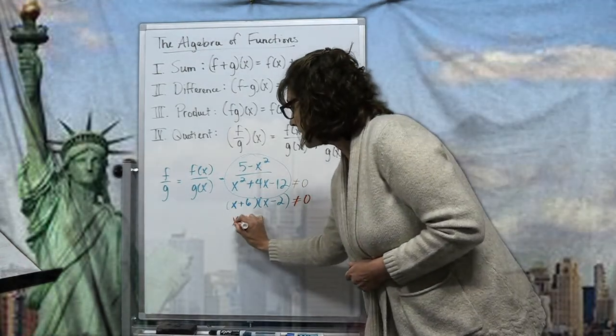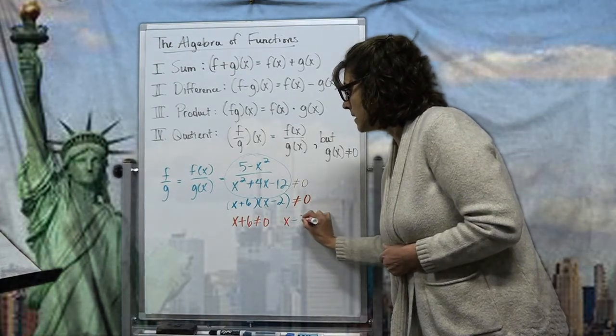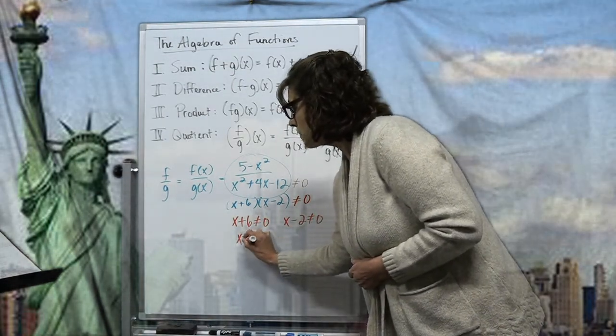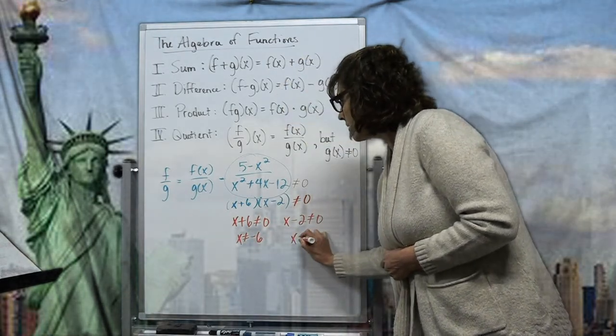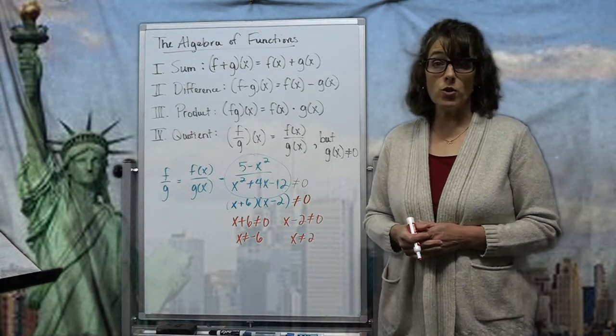Which means that x plus 6 had better not be a 0, and x minus 2 had better not be a 0. So here, my x had better not be a negative 6. Here, my x had better not be a 2. So these are my restrictions on the domain.